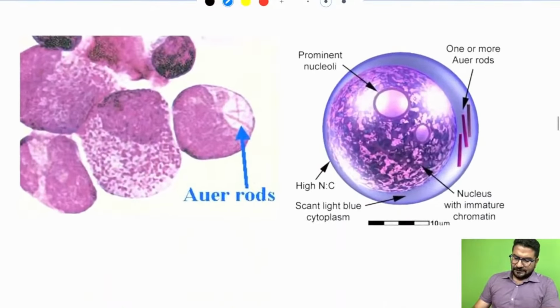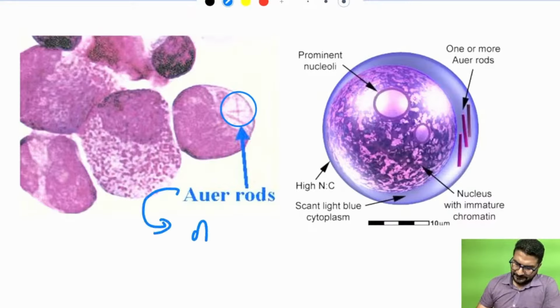Okay, now look at this. These are Auer rods. Auer rods means rods that you find like this. These are intracytoplasmic rod-like structures, and these rods are classically seen in AML.